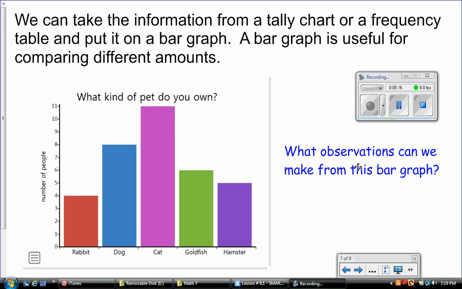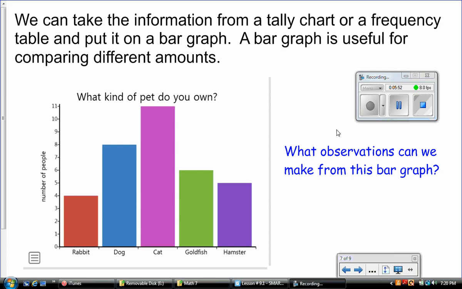We can take the information from a tally chart or a frequency table and put it on a bar graph. A bar graph is useful for comparing different amounts. So here you can see the person started off either with a tally chart or a frequency table, and they were asking people, what kind of pet do you own? At the bottom, you can see there were 5 types of animals that people could choose from. This vertical axis shows the number of people who were surveyed.